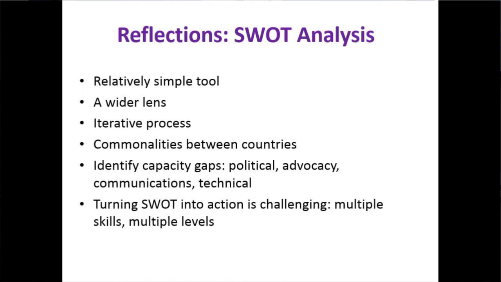But some of the key capacity gaps which came out were an ability to work politically, advocacy and communication skills, as well as technical skills around quality improvement. And as I said, we often see quality improvement programmes working very well over a short period of time because they only focus on the technical skills, but those broader skills are also required. And I think the biggest challenge now for the programme is turning that analysis into action, because we're talking about developing capacity in multiple skill areas and at multiple levels.